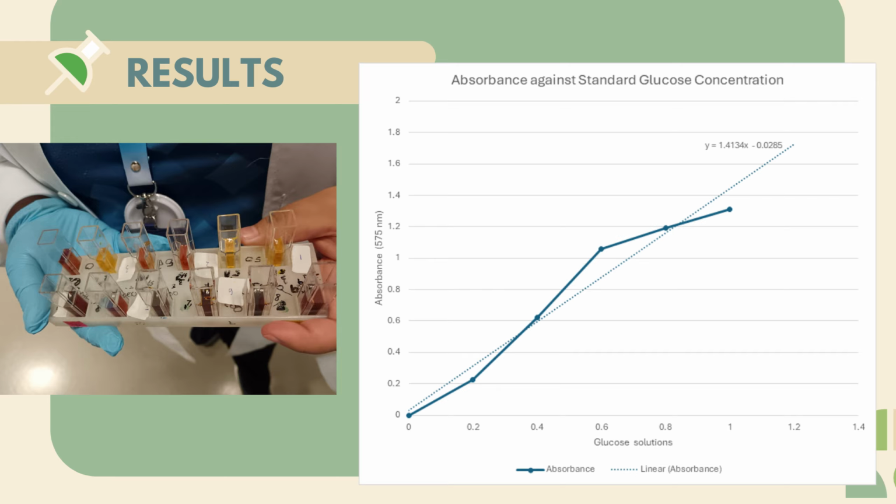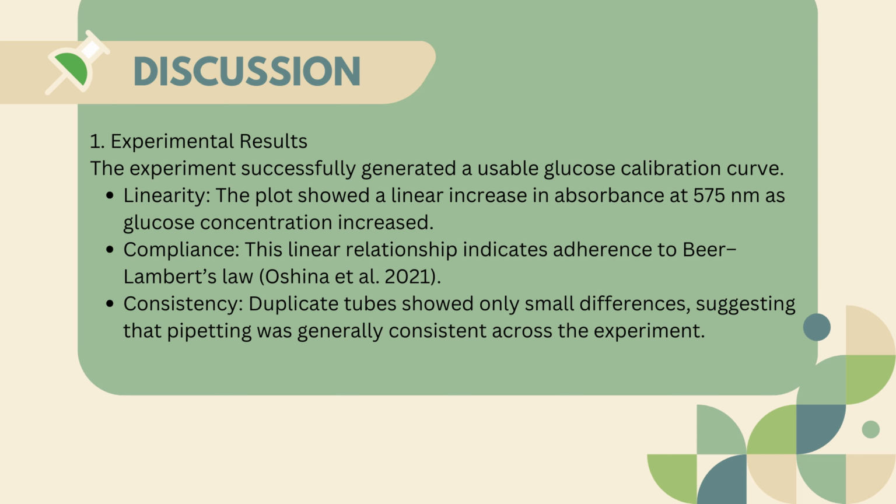At higher concentrations, the data points fall below the calculated linear regression line and begin to plateau. This deviation or flattening of the curve suggests the reaction is entering a saturation phase. At these high substrate concentrations, the DNS reagent itself may be the limiting factor, meaning all the available DNS reagent has been consumed and reduced, regardless of how much more glucose is added. For accurate measurement of unknown samples, only the linear range should be used, as the concentration and absorbance are reliably proportional in this zone. As for discussion, number 1, experimental results.